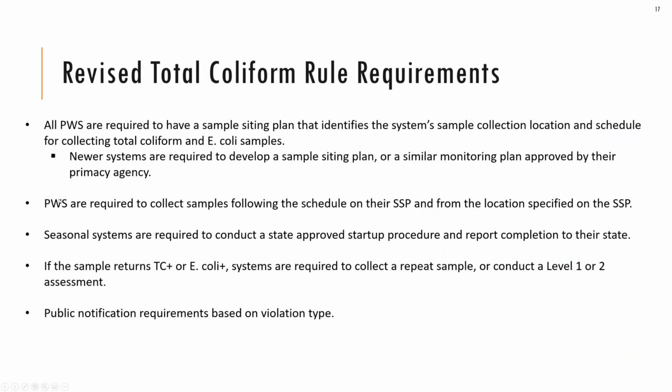These are more details on the requirements under the RTCR. All public water systems are required to have a sample siting plan, which indicates the location and schedule that water systems should follow to collect routine and repeat coliform samples. Newer systems are required to have a sample siting plan or similar monitoring plan, which is approved by your state agency. And public water systems are required to collect samples from these sites and follow the schedule.